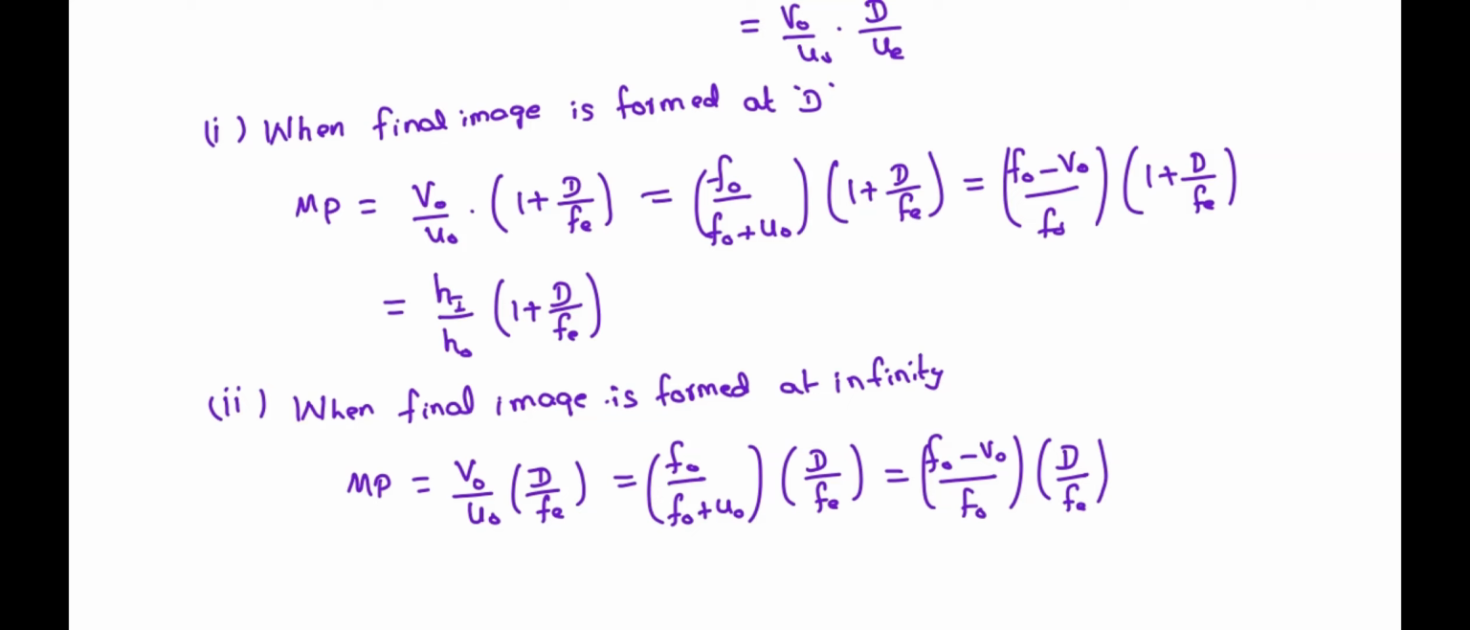That is also equal to the height of the intermediate image divided by the height of the object, into D by fe. Any form you can write, based on the requirement.